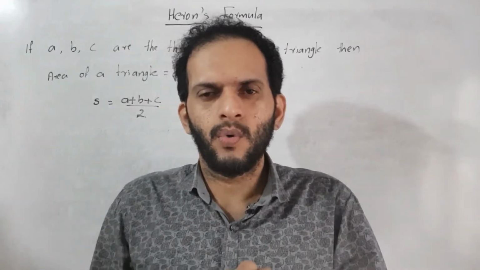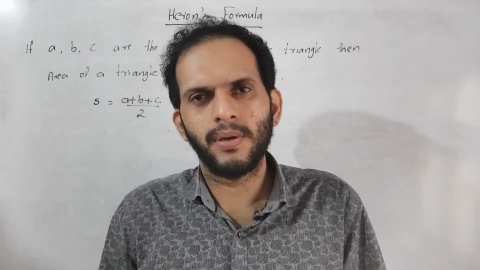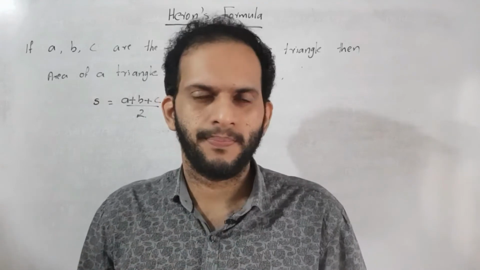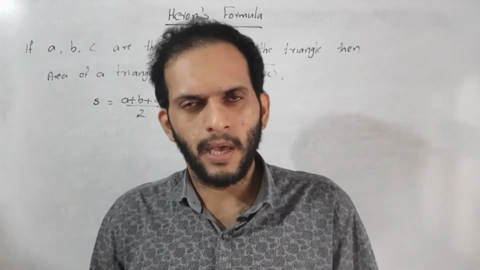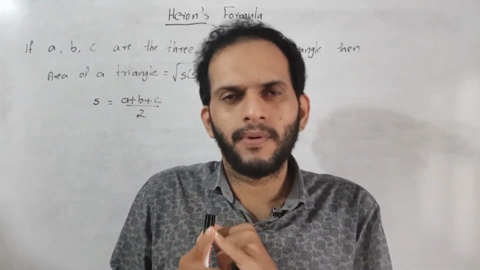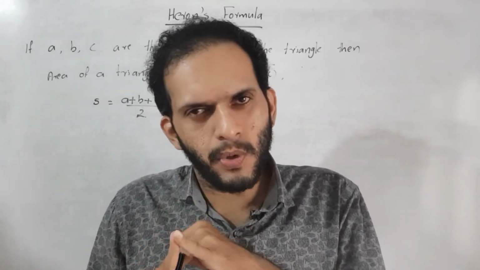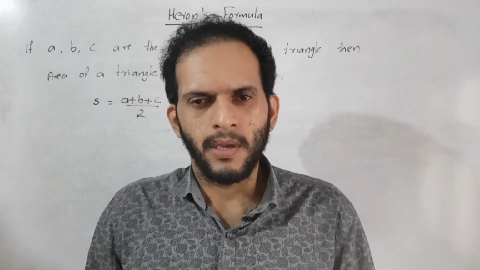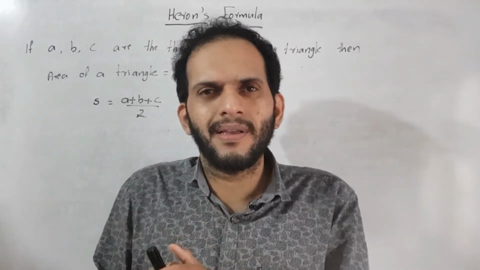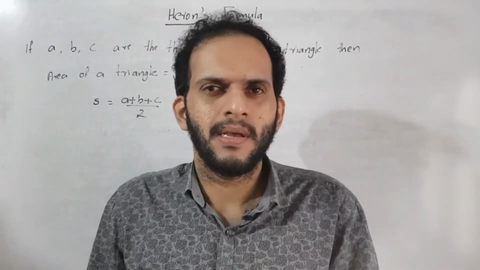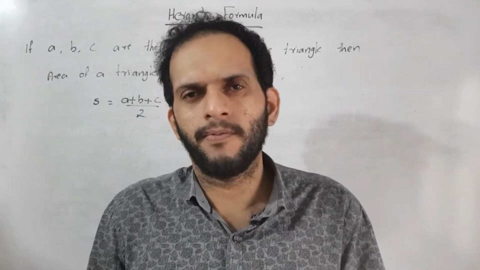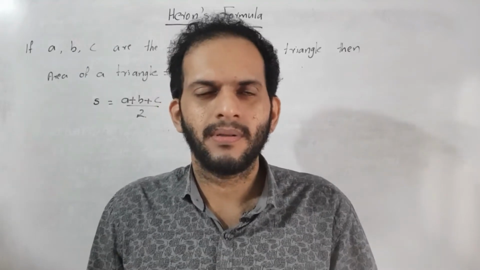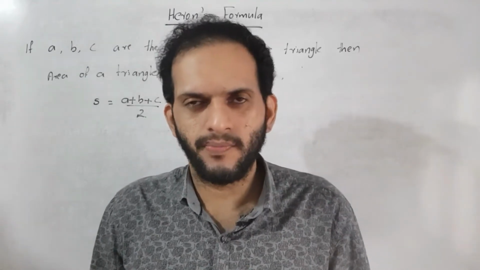We know that the basic equation for finding the area of a triangle is half into base into height. There we needed the measurement of one side and its corresponding height. But in some cases only the side measurements are given, so how do we find the area of the triangle? In those cases we use Heron's formula.